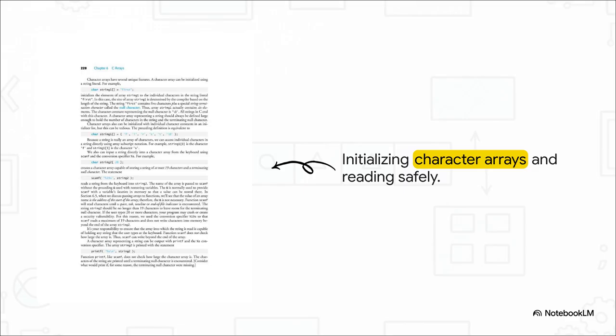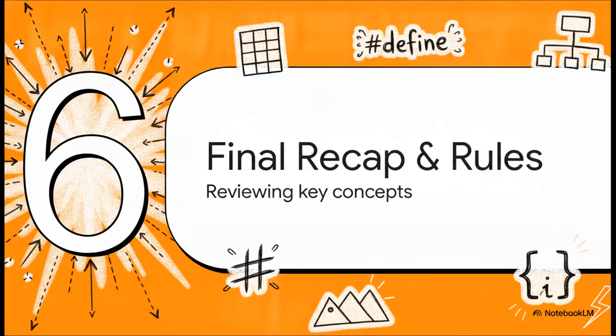Now you can initialize character arrays right off the bat with a string literal in double quotes, and the compiler is smart enough to add that null character for you automatically. But you really have to be careful when handling user input. When you're reading strings from a user with the scanf function, you should always use a field width in your conversion specifier. For example, using %19s for a 20-character array. Why 19? Because it leaves exactly one space safely reserved for that vital null terminator, physically preventing the user from typing a string that is too long, which saves your program from walking off the edge of the array and crashing. And that brings us to Section 6, our final recap and key rules.